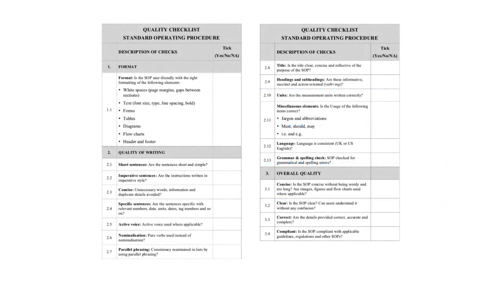Now, here is an example of a checklist from my book and the workshops I have conducted. This checklist has three main parts. Number 1, format. Number 2, quality of writing. And number 3, overall quality. Format checks ensure that SOPs have a reader-friendly appearance with proper text, forms, tables, diagrams, headers and footers, etc. The second element, quality of writing, covers some of the best practices in technical writing, like writing short sentences, using imperative sentences, being concise, and so on. And the third and last element, overall quality, covers checking whether an SOP is concise, clear, correct, and compliant.